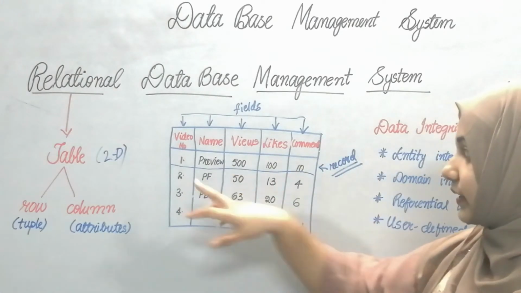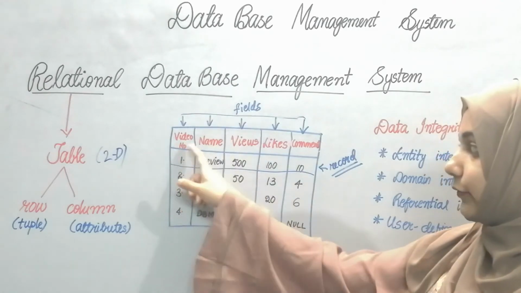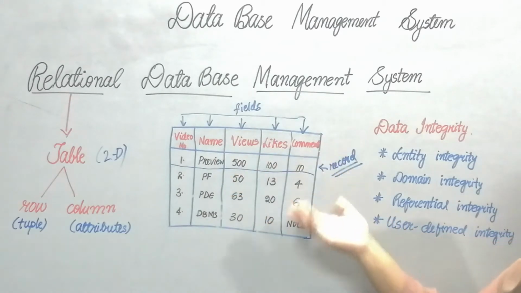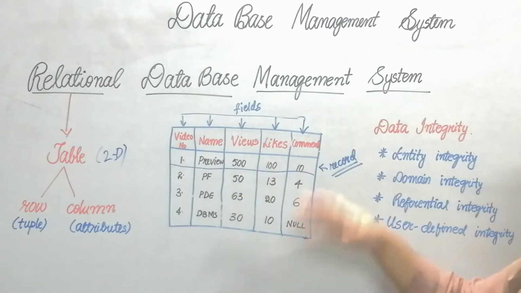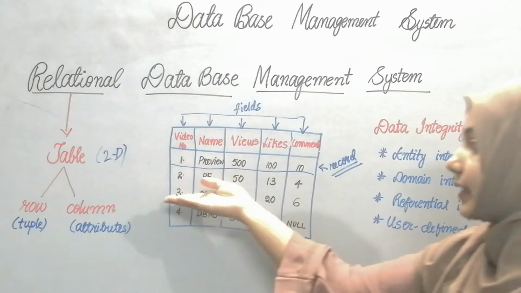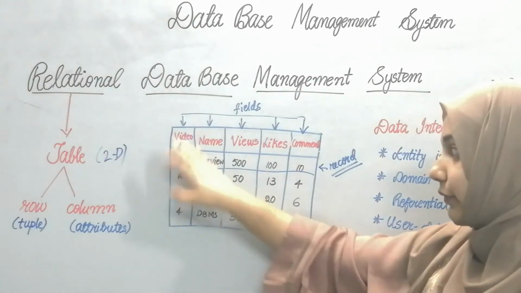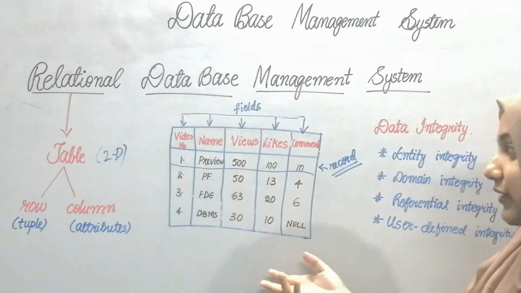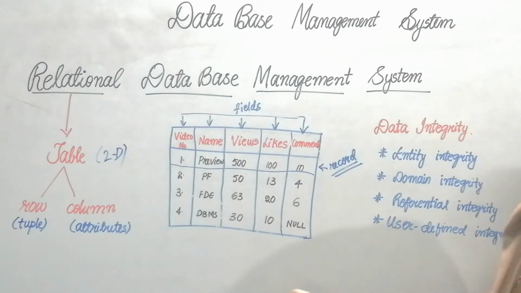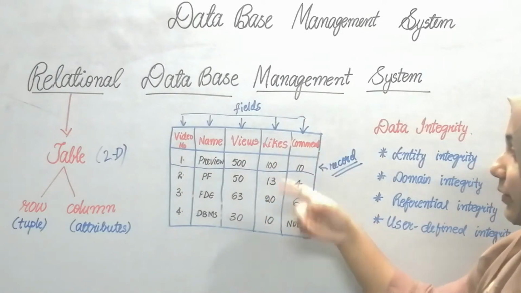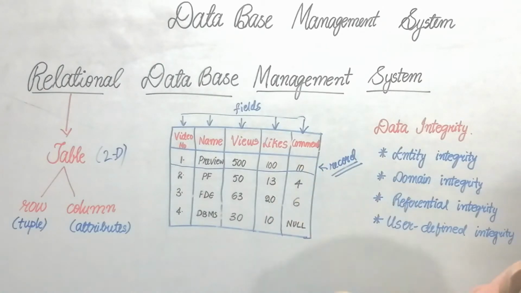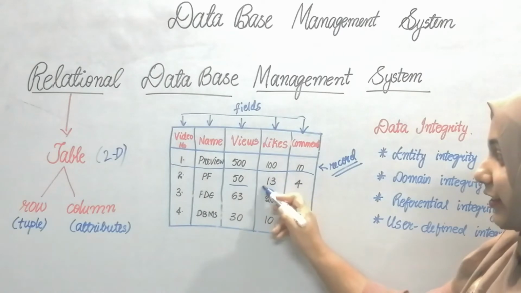For example, in the first record, I've got video number 1. The name is preview. The views are 500. The likes are 100. The comments are 10. In the second record, I've got video number 2. I've got PF, partial fractions. The views are 50. Seriously, from 500 to 50? Not fair. The likes are 13. The views are 50, but the likes are 13.